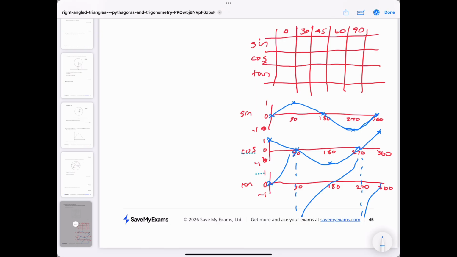Now, this means we can fill in parts of this little table using these graphs. So sine of 0 is 0. Cos of 0 is 1, if you look here. And tan of 0 is 0. Right, now we're going to look at 90. So 90 for sine is 1. 90 for cos is 0. And tan of 90 is indefinite, it's an error. Now I can't tell you anything else from there.